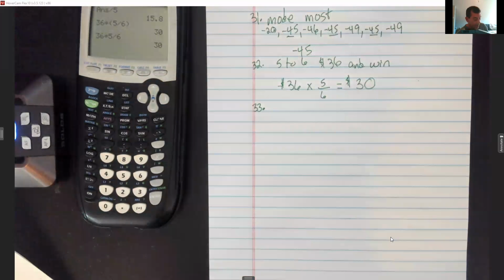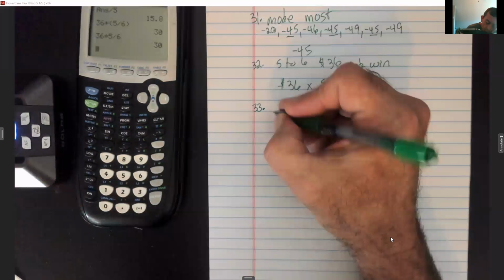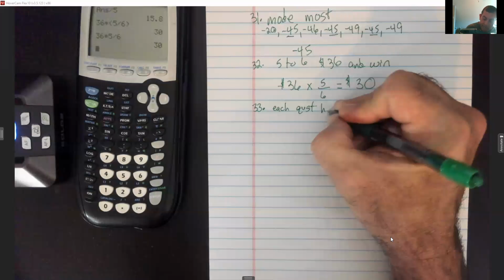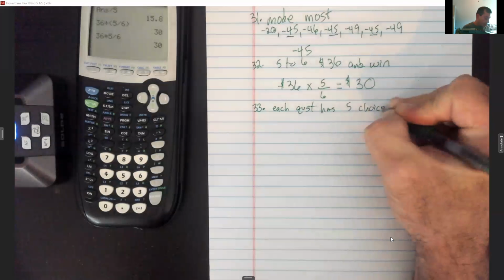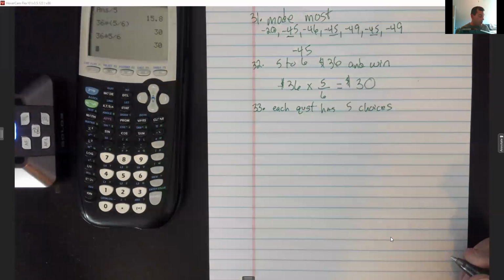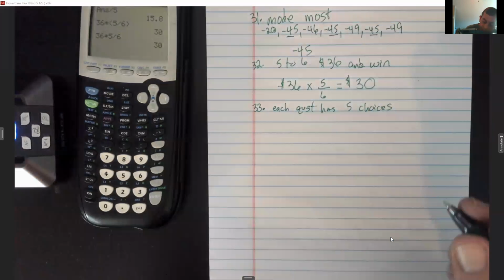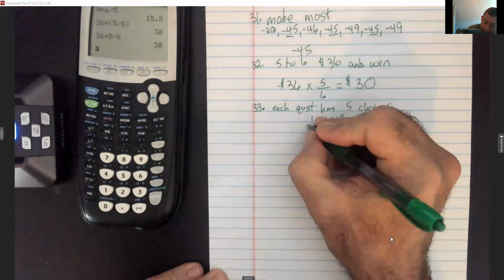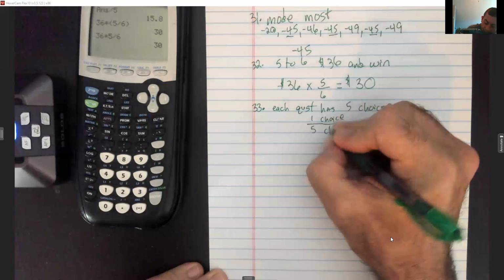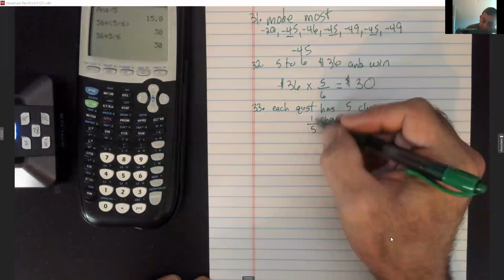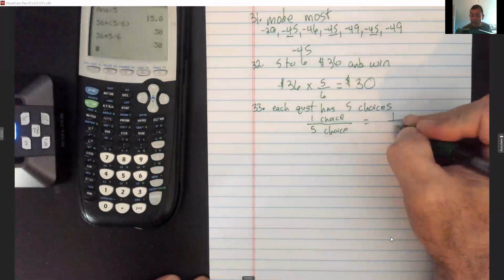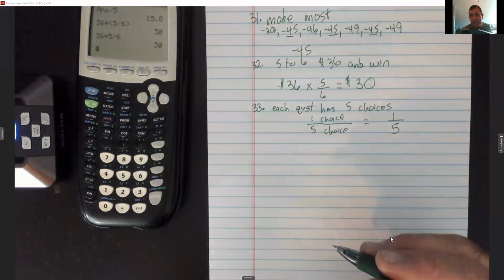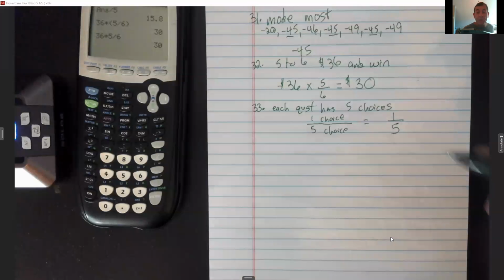All right, on a multiple choice test, each question has 5 answers. So each question has 5 choices. If you make a random guess on the first question, what is the probability that you are correct? So if you make one choice out of a possible 5 choices, that would give you a 1 out of 5 chance you're right, and a 4 out of 5 chance you're wrong, okay?